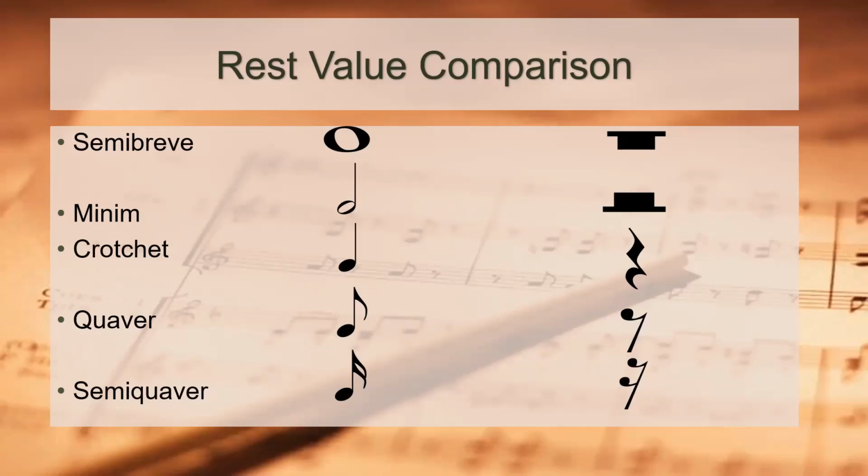The minim rest lasts exactly the same as a minim, and that is sitting on the line in the middle of the stave. The crotchet rest, there we have the crotchet rest, which is the fancy squiggle. We have the quaver, which is the blotty pen 7, and then we have the semiquaver, which is the blotty pen 7 with an extra flag. So I hope that's made it interesting enough to remember what they look like.